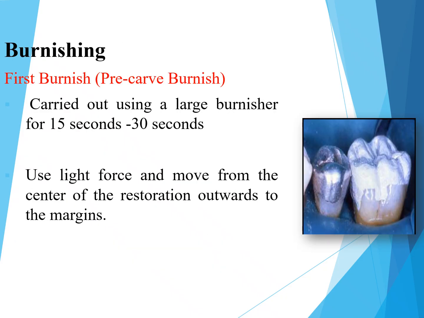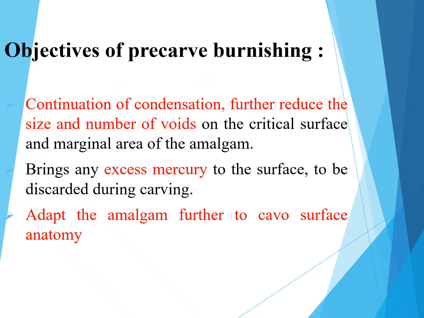A condensation pressure load of 15 pounds is recommended to be applied to each increment. Now, what is burnishing? Burnishing is divided into two parts. First burnishing, also known as pre-carve burnishing, is carried out using a large burnisher for 15 to 30 seconds, using light force and moving from the center of the restoration outward to the margin. The objective of pre-carve burnishing is that it is a continuation of the condensation, and it also reduces the size and number of voids. It also removes the excess mercury to the surface and adapts the amalgam further into the cavo-surface anatomy.